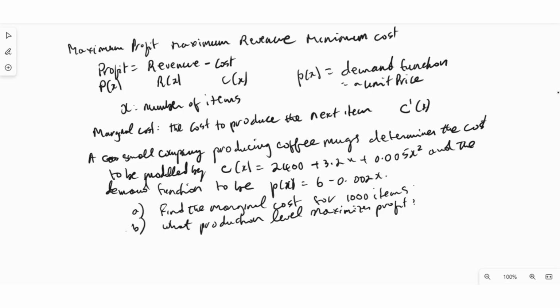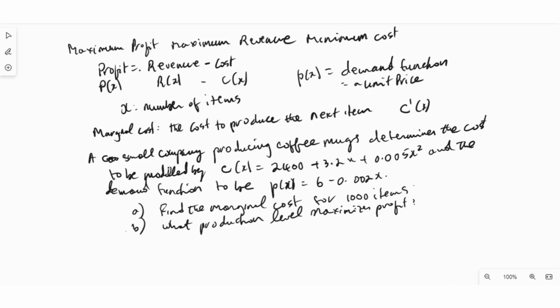So what's the profit? Profit is revenue minus cost. To find profit, we always do whatever we get minus whatever we pay. So this is revenue minus cost. We have something called, with small letter p, the demand function. It's a unit price. So a unit price helps us to find the revenue. x is always the number of items. Marginal cost is the cost to produce the next item.